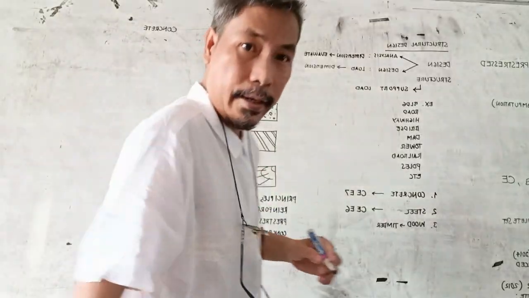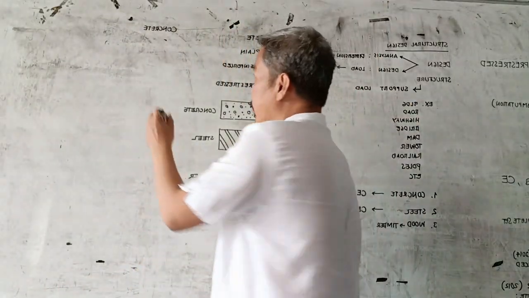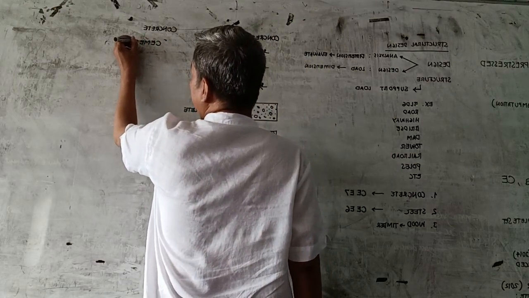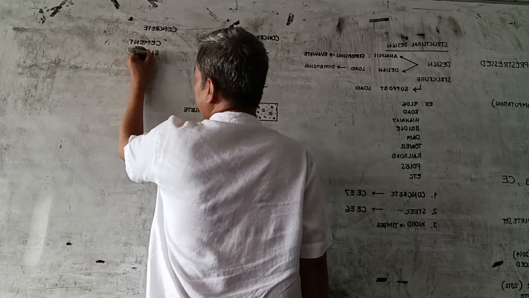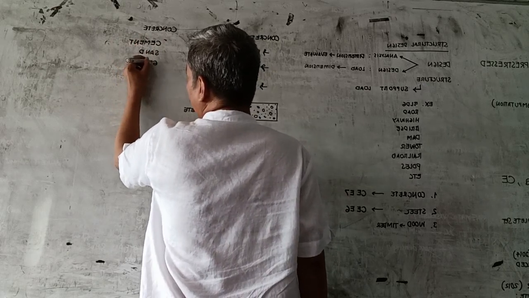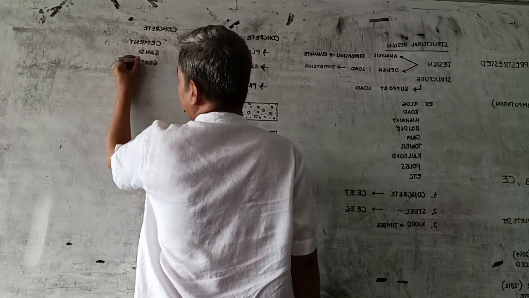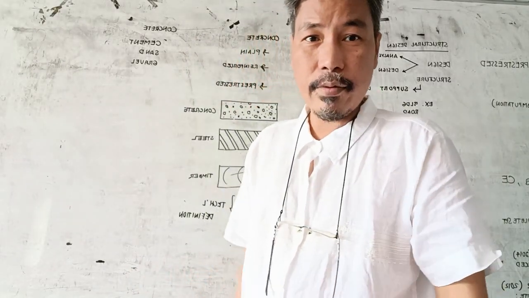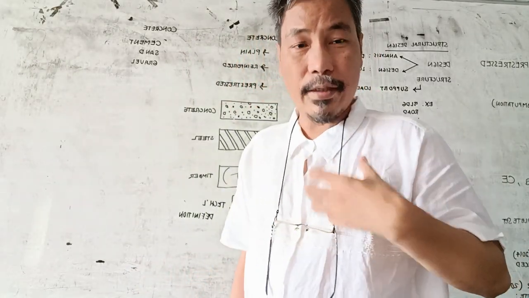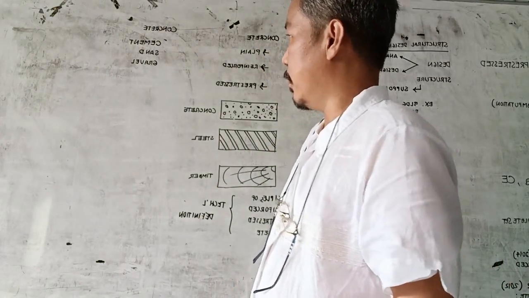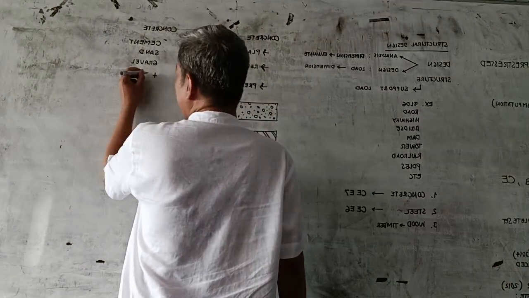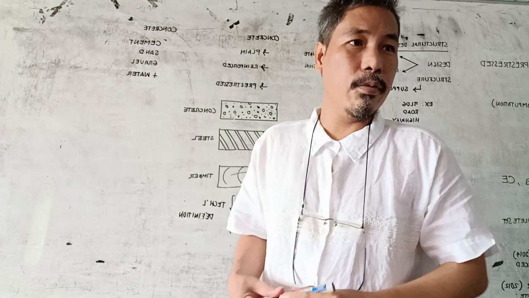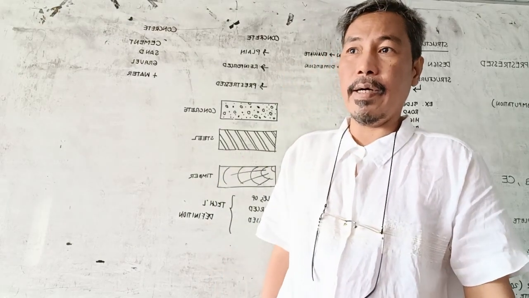Concrete is a what? Concrete is a mixture of cement, sand, gravel, put together in a predefined proportion. There is a predefined proportion that the engineer designed it to be, plus the addition of water. So this is the technical definition of concrete, this mixture.